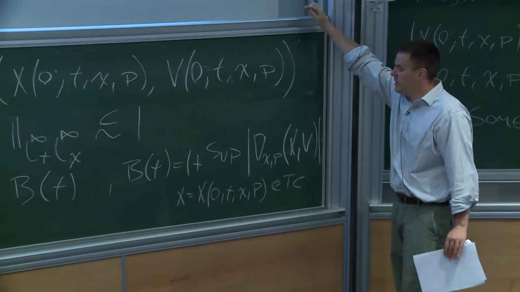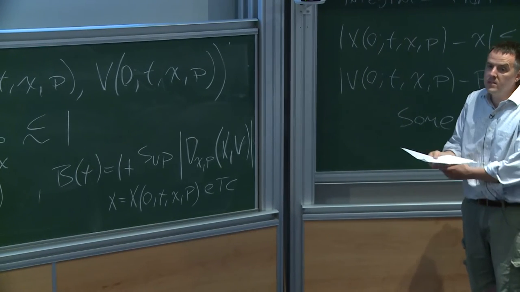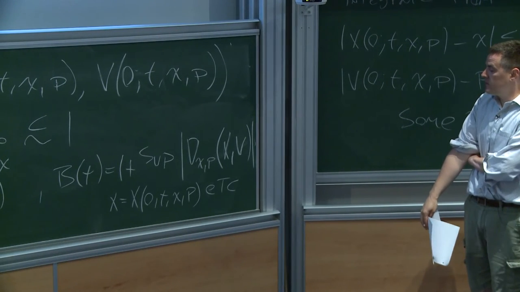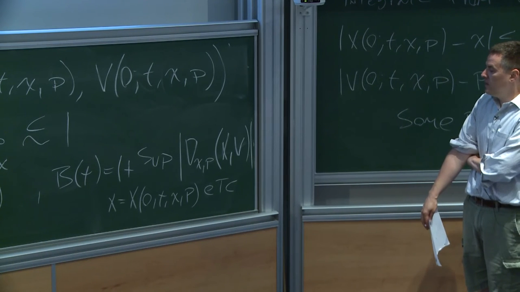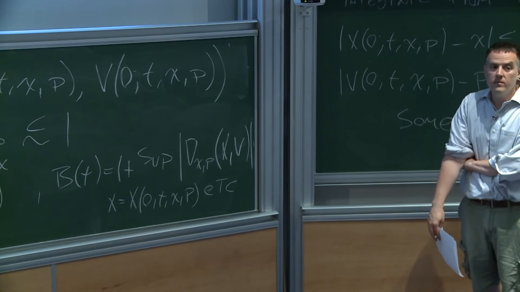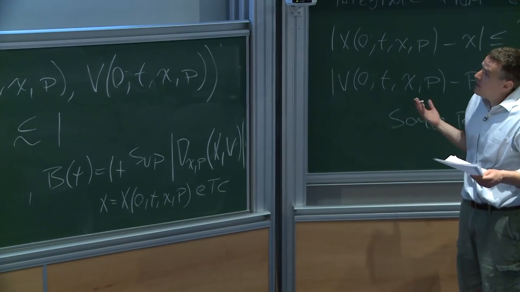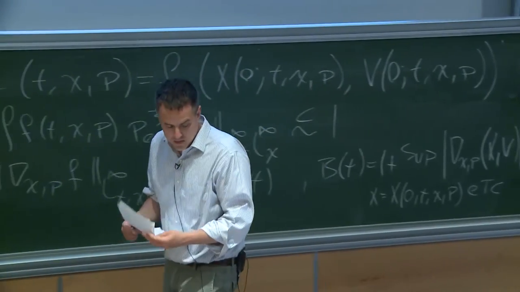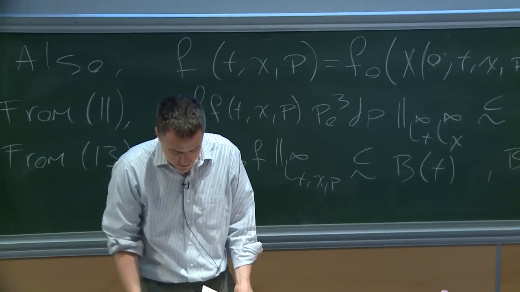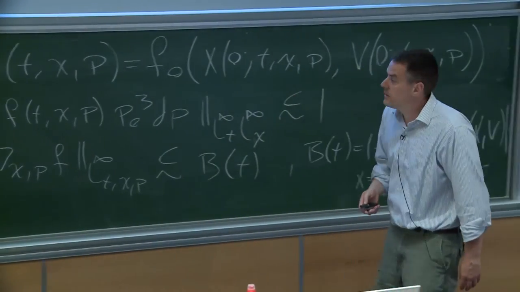Here B, just for simplicity, we write as 1 plus the maximum over the backward characteristic. So it's the sup of the gradient in X and P of X and V, where the X's and V's are the backward characteristics. So I wanted to tell you what these assumptions are, and I wanted to tell you why you use them. So that's the story. Good. So that's how you use them.